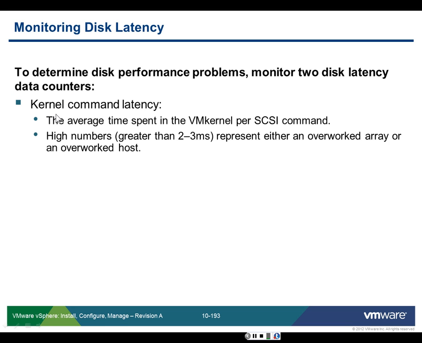There is the kernel command latency, and when we say the kernel, we mean what's running in the RAM of the ESXi host. This measures the average amount of time in the VM kernel per SCSI command, not iSCSI, just SCSI command. High numbers, greater than 2 to 3 milliseconds, represent either an overworked disk array or an overworked host. The danger threshold for kernel command latency is 2 to 3 milliseconds.